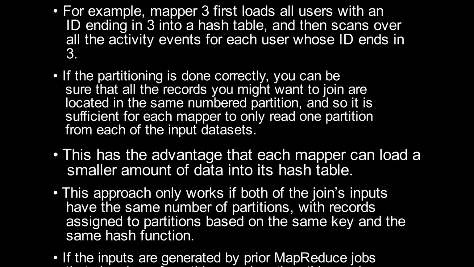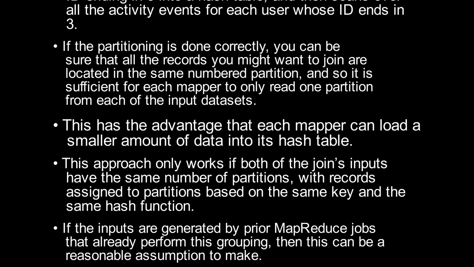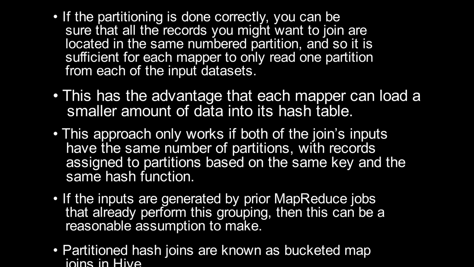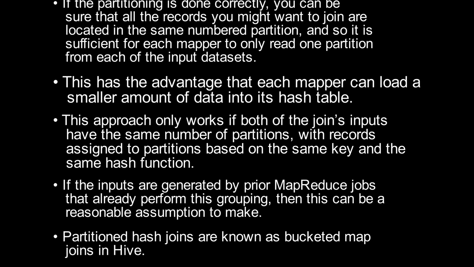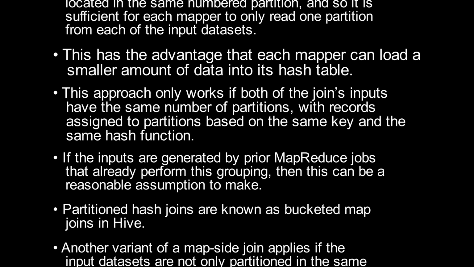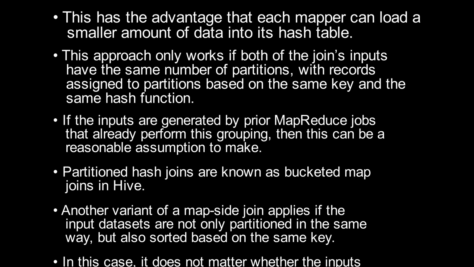This approach only works if both of the join's inputs have the same number of partitions, with records assigned to partitions based on the same key and the same hash function. If the inputs are generated by prior map-reduce jobs that already perform this grouping, then this can be a reasonable assumption to make. Partitioned hash joins are known as bucketed map joins in Hive.